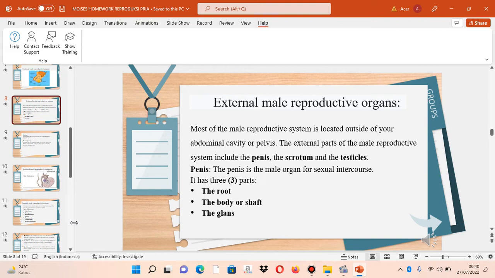Okay, so we start with the penis. The penis is the male organ for sexual intercourse. It has three parts. The first is the root, the second is the body, and the third is the glans.